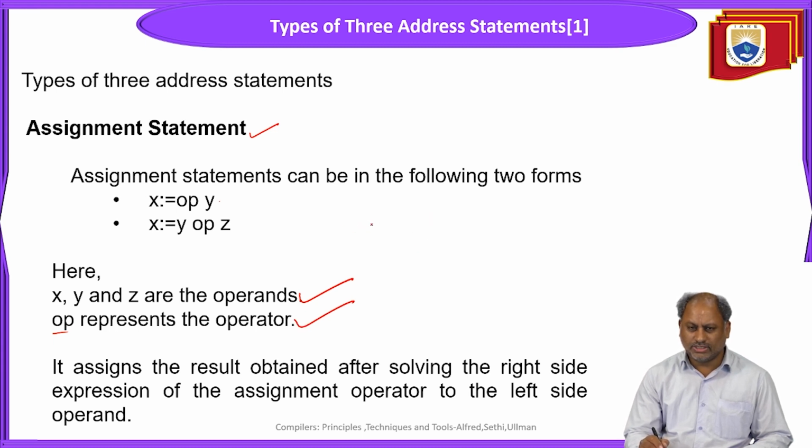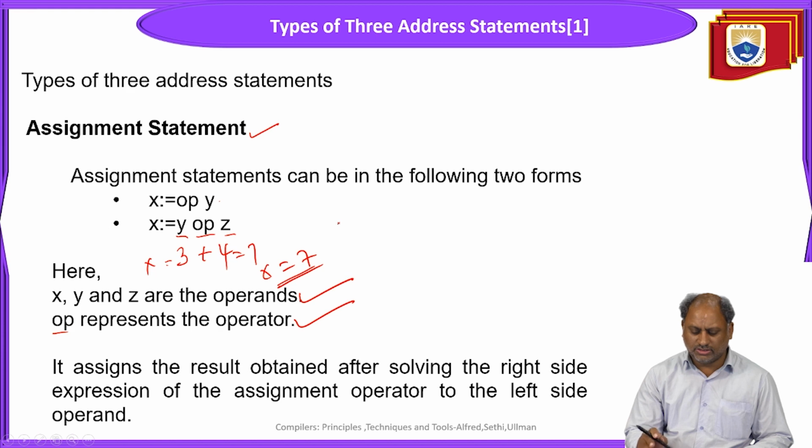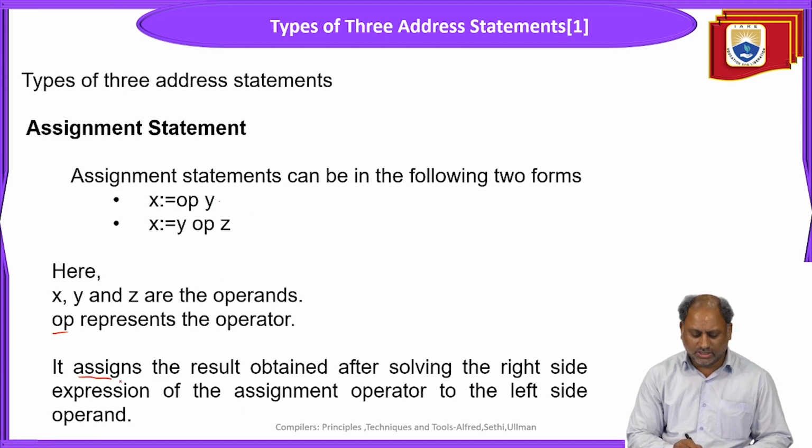So previously I said t1 = unary minus c. So this is an operator, operand 1, operand 2. Like that, an assignment statement can be written. So here the result is to be calculated, that means performing y op z. Here the y value may be 3, operator plus, z value 4. So that is equal to 7, so x = 7. Like this, the result is assigned by using the equal to operator, which indicates result assignment.